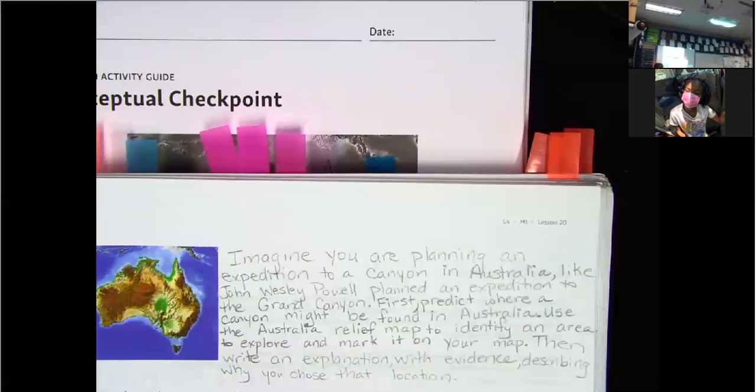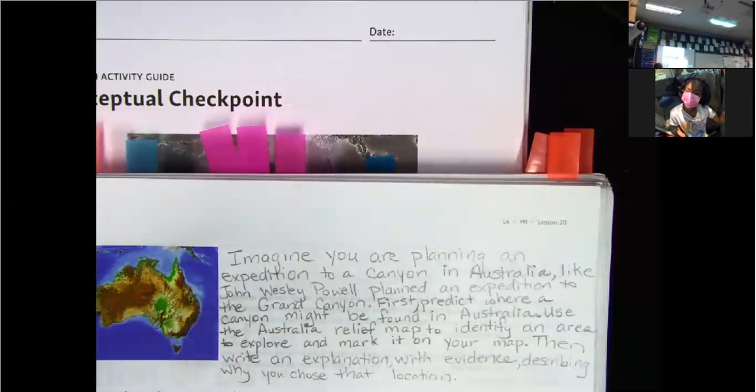What goes on the lines is an explanation with evidence describing why you chose that location. Now, on pages 69 and 70, we wrote where canyons are found relative to mountains, didn't we? We also wrote where earthquakes and volcanoes are found. Now this map shows us where what is found?